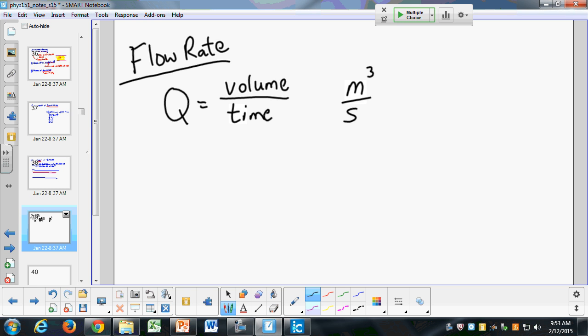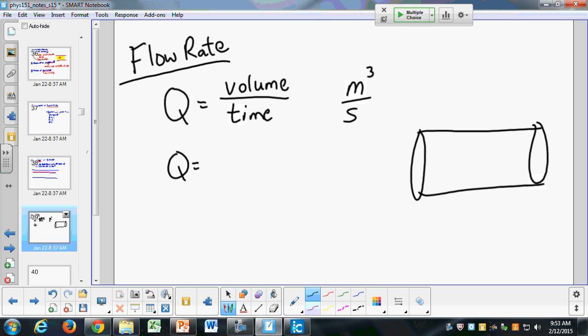We can also express our Q in terms of the cross-sectional area. So if I have a pipe or whatever, and it has a cross-sectional area A, and it has a certain flow of fluid V, A is in meters squared, V is in meters per second. We can also express this Q in terms of the velocity and the area. So it would be equal to the area times the velocity.